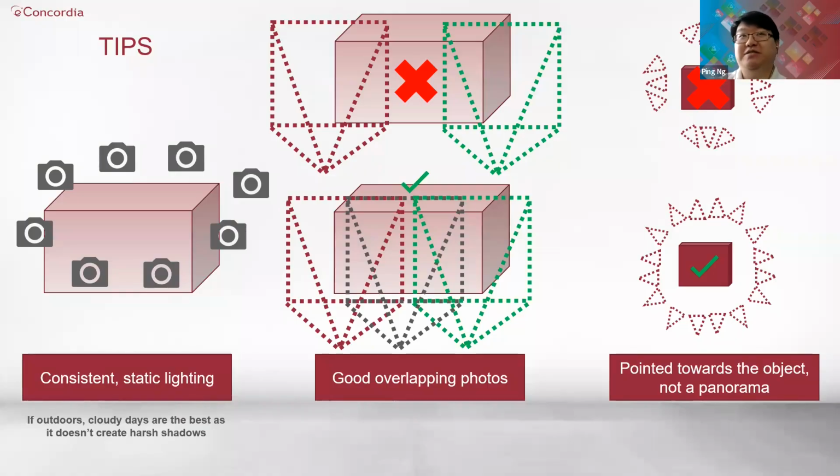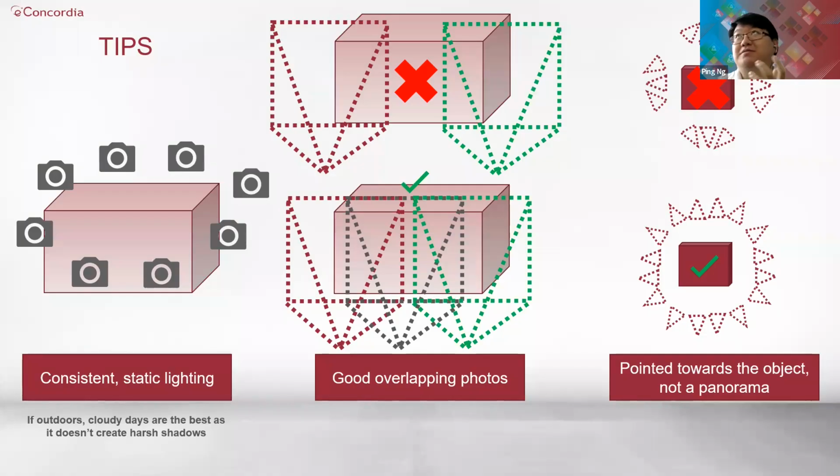Also, when you're taking pictures, it's really good to have a lot of overlap between the pictures. What you don't want is to take a picture on one side and then go very far and take another picture, because the software needs these overlapping points of reference to build the geometry. So keeping the pictures overlapping is great.